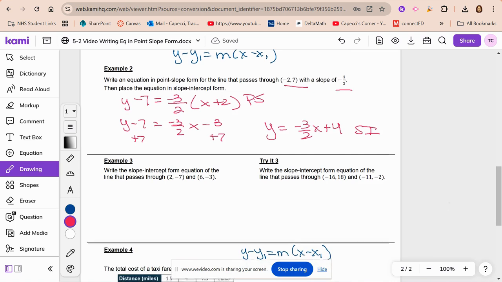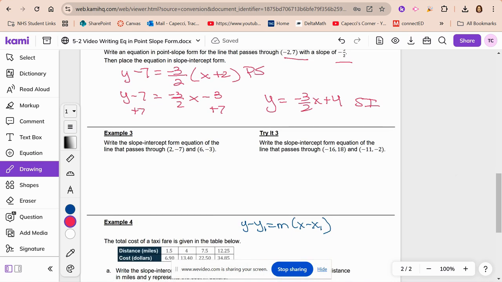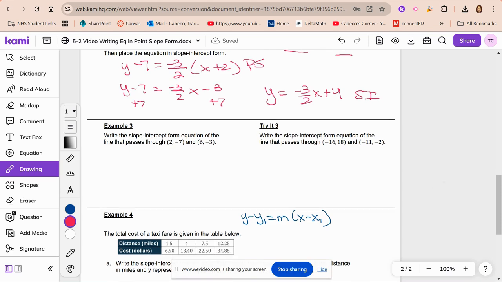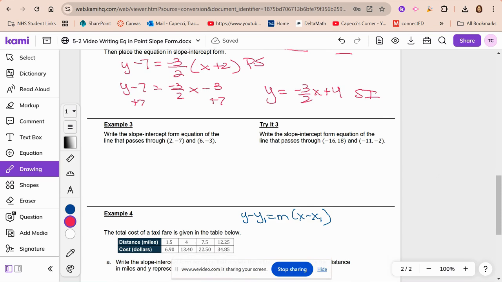In the first two examples, we were given the slope. This time it says write the slope-intercept form equation of the line that passes through these 2 points. So what happens now is I don't have the slope. So that's the first thing I'm going to have to find. So I have -3 plus 7 over 6 minus 2, right? Using that slope formula we've used before.